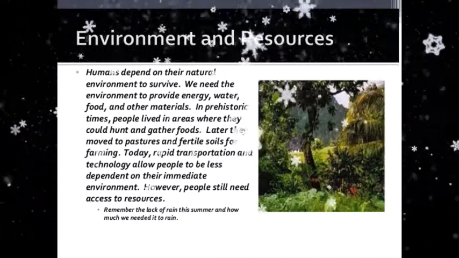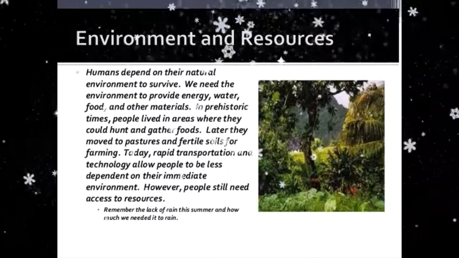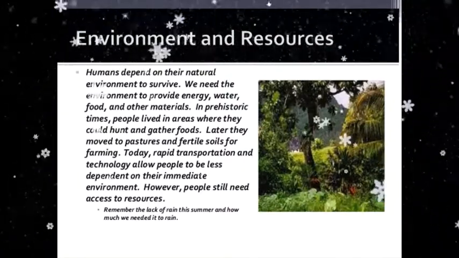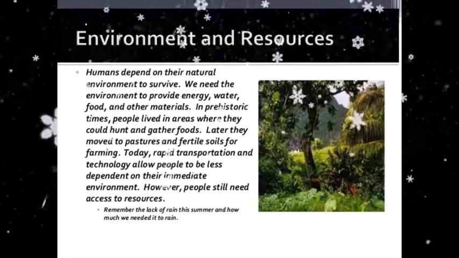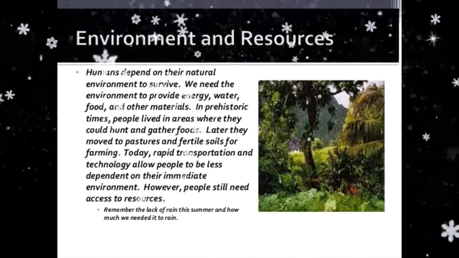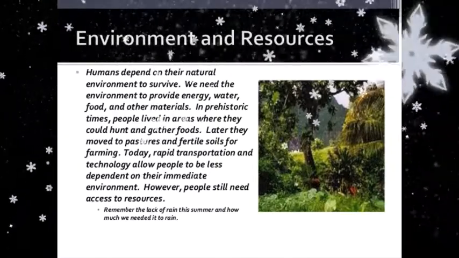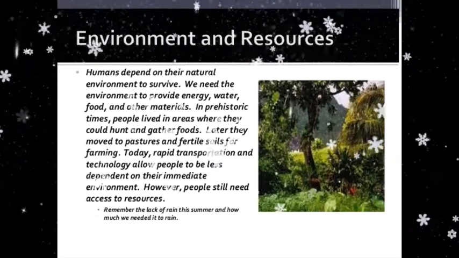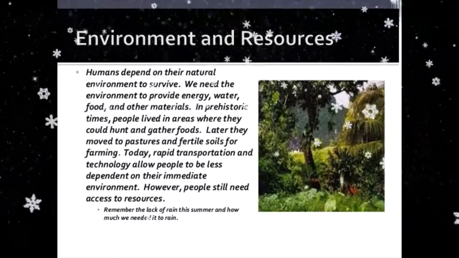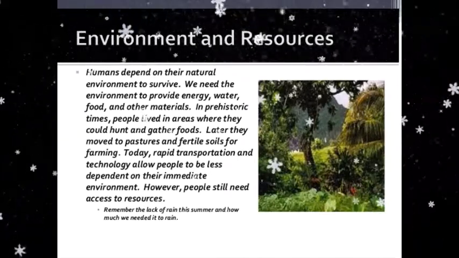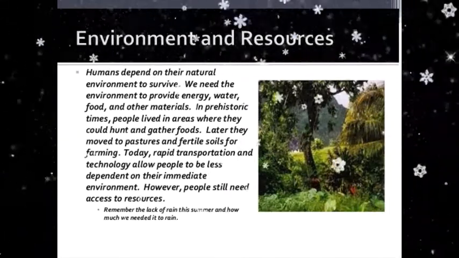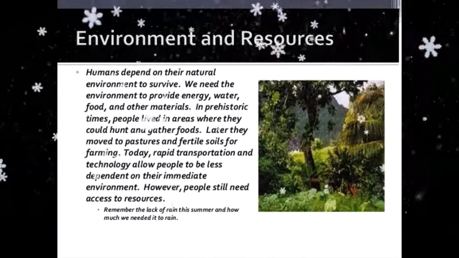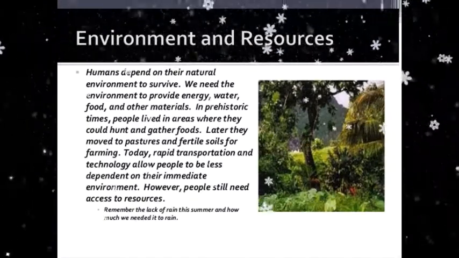And today, rapid transportation and technology. We are now in the digital age, the digital world, wherein people are dependent on technology itself, which allows people to be less dependent on their immediate environment. However, people still need access to resources. So that's environment and resources. The environment is a place where humans and animals live, while resources are where you can get your food in order to survive. That's how important the environment is for us as human beings.